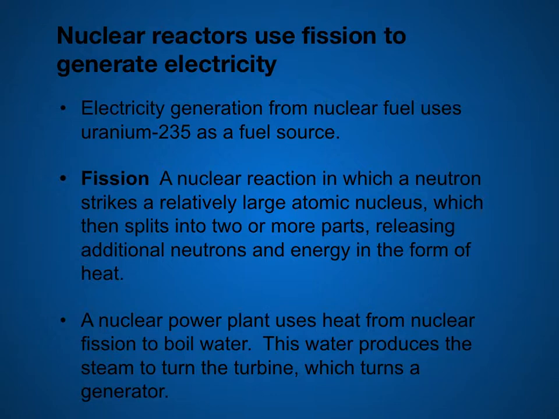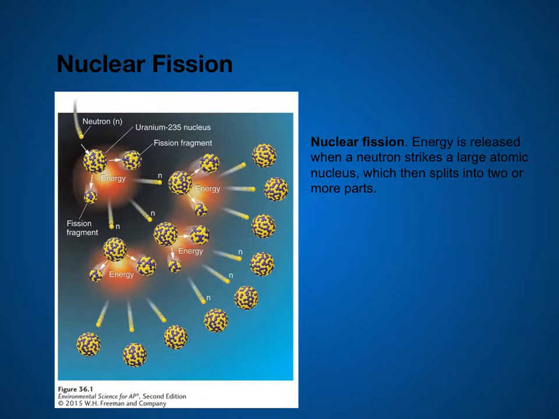fission. Fission is a nuclear reaction that happens when a neutron strikes a relatively large atomic nucleus, and then it splits into two or more parts. This process releases additional neutrons and energy in the form of heat. Additional neutrons can in turn promote additional fission reactions, which leads to a chain reaction of nuclear fission, and that can give off immense amounts of heat and energy.